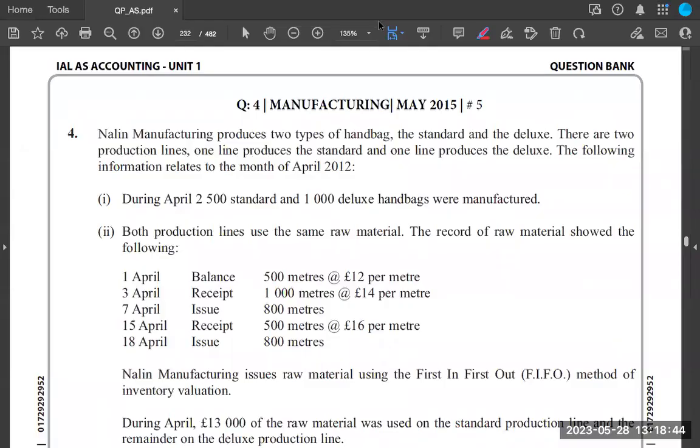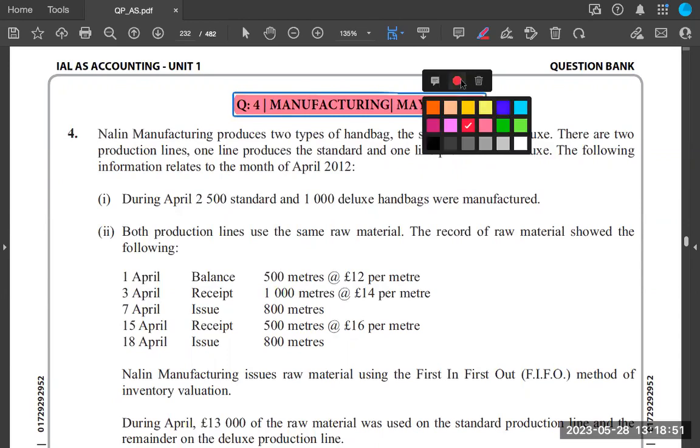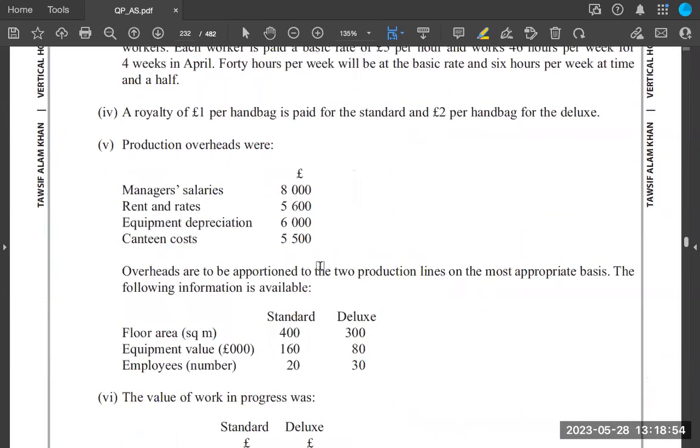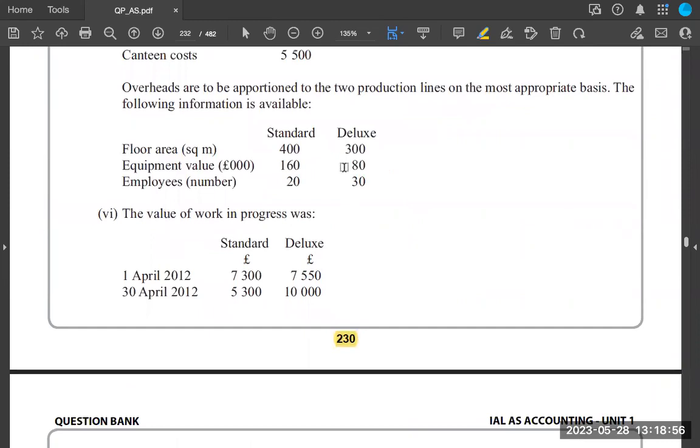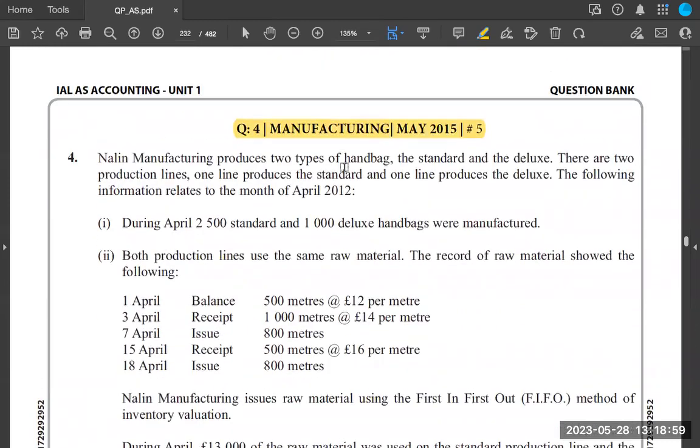Okay, so right now we'll be solving question number 4, which is coming from May 2015, number 5. And this is on page number 230. The name of the company is Nulling Manufacturing, which produces two types of bag. One is your handbag, which is of two types. One is your standard, the other one is deluxe. So we're gonna make two columns.